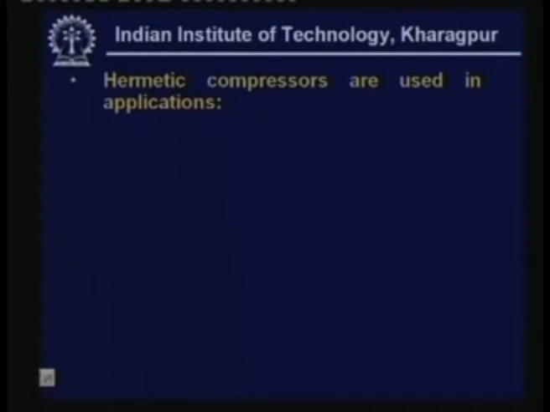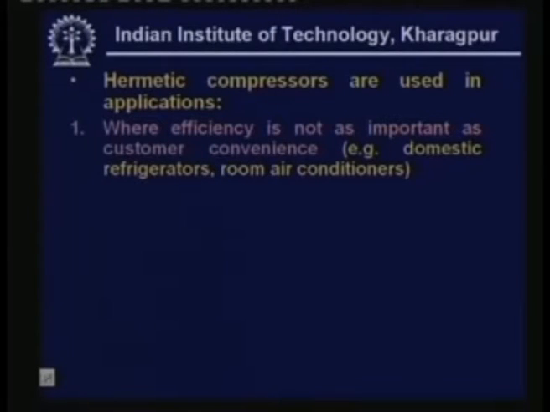So hermetic compressors are widely used in applications where efficiency is not as important as customer convenience. That means in domestic refrigerators and room air conditioners. How does it ensure customer convenience? Because this is free from refrigerant leakage, so the customer need not call the service personnel every day to charge the system. Once you charge the system with refrigerant, it can run for years together without any servicing. This is what is required in small systems where regular maintenance is not possible. And this is the factor which is more important than efficiency in small systems, because in small systems a small increase in efficiency is not as important as the customer convenience.